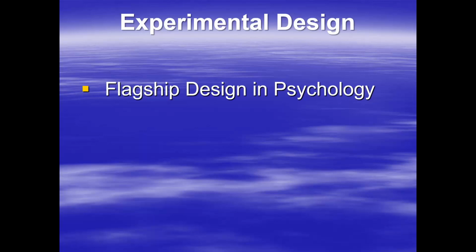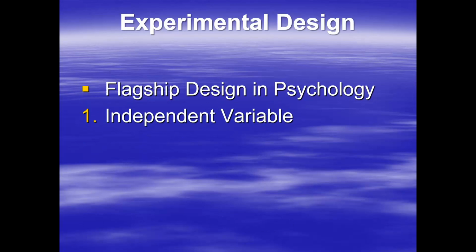So to understand how this works, there are two variables in play. We have what's called the independent variable. The independent variable is the variable that we are manipulating, meaning I'm going to expose some of my subjects to this variable, and other subjects will not be exposed to it. An easier way to think of this one is it's the treatment.